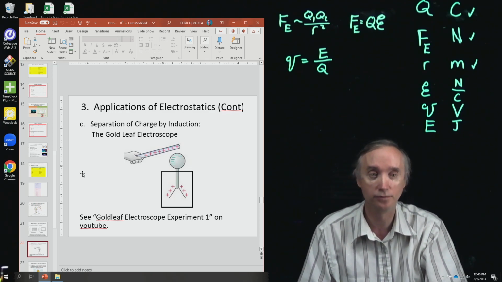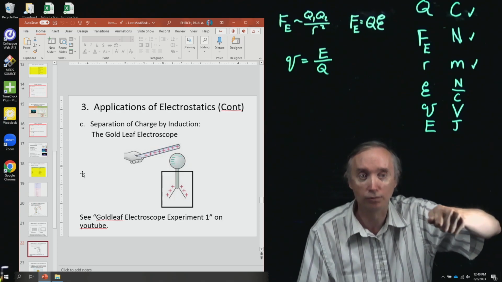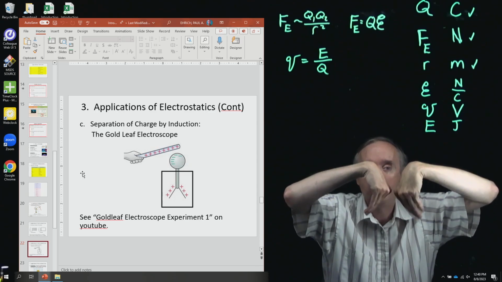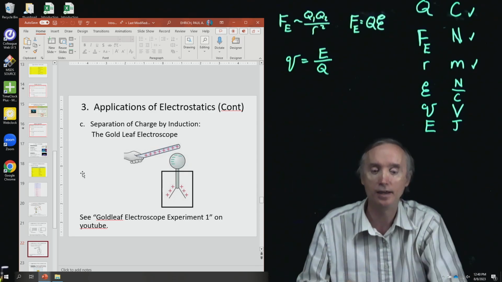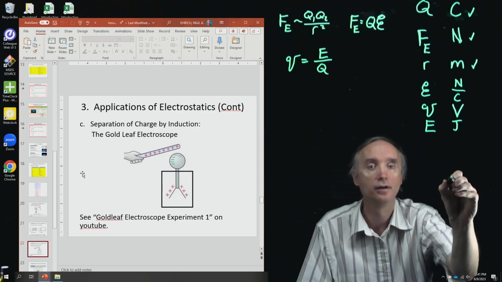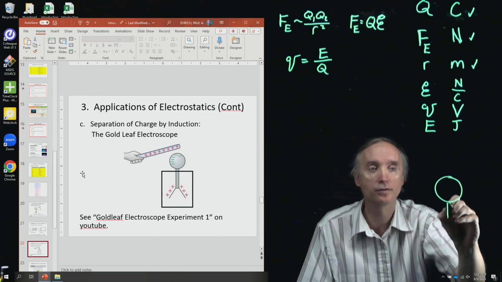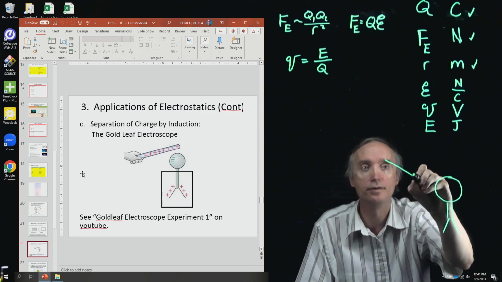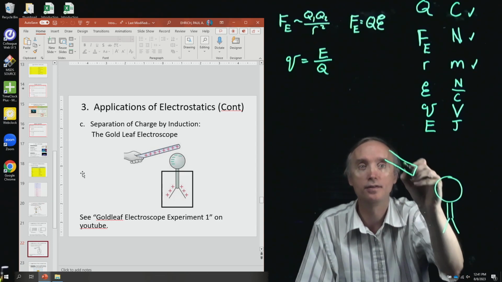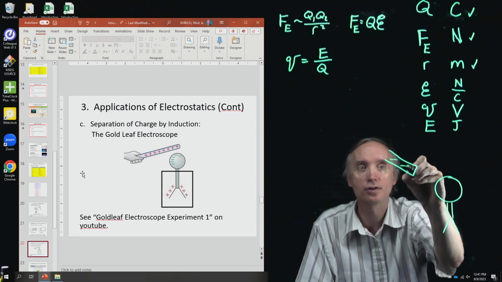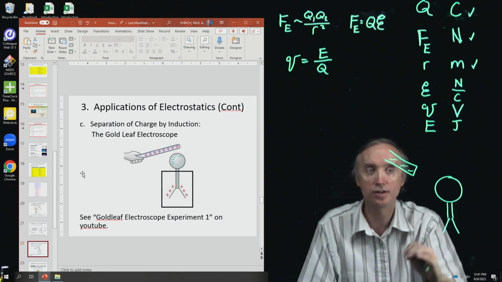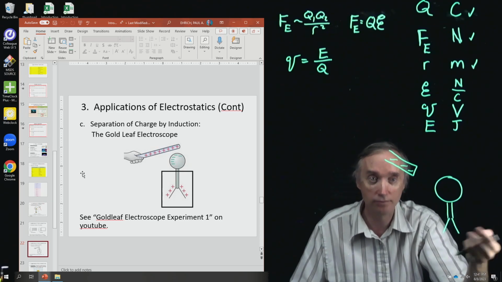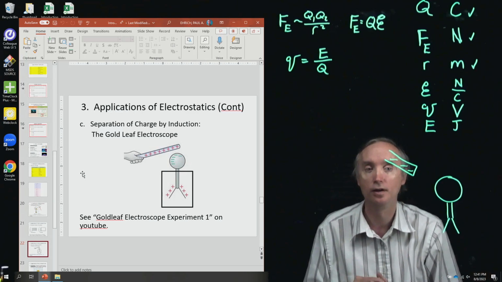Can you explain why, when you take the rod and bring it close to the gold leaf electroscope, the leaves open up? If I gave you a picture of the gold leaf electroscope like this, and then I give you a rod, if I was to say that this rod had negative charges on it, could you tell me what charge would be here and what charge would be down here? Okay, so that would be something that you should be able to do on the exam.